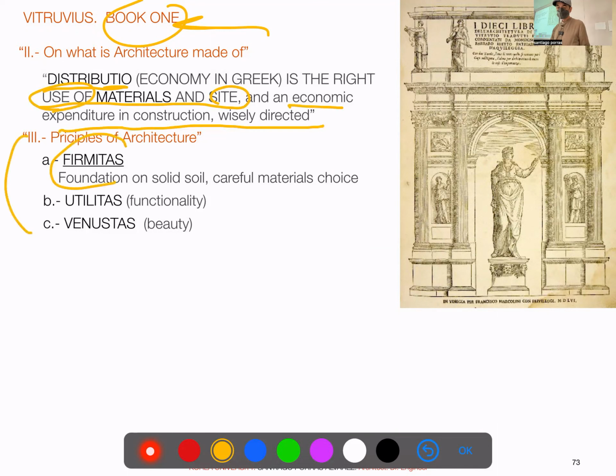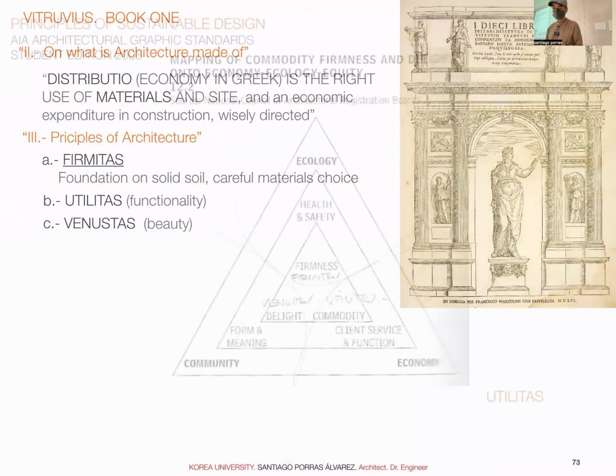And Firmitas, which was the question today, right? To use a solid soil and to choose carefully the materials. You see, that's the beginning of the 10 books. And he's considering things we're telling now, which are important. Proper site, proper materials, be economical. Use only what you need, because more is just overspending.